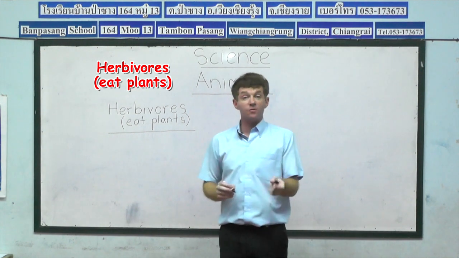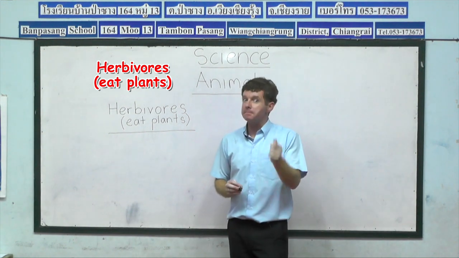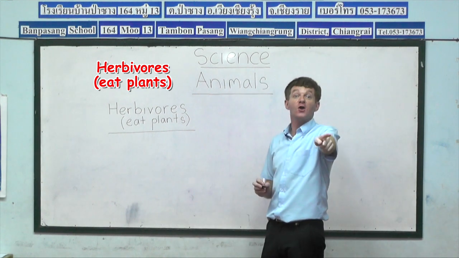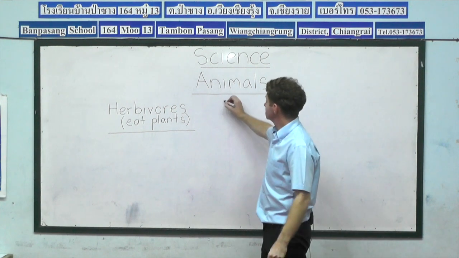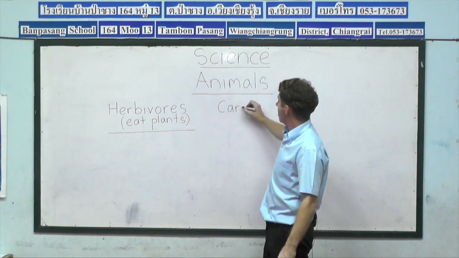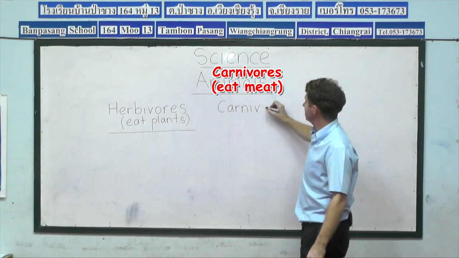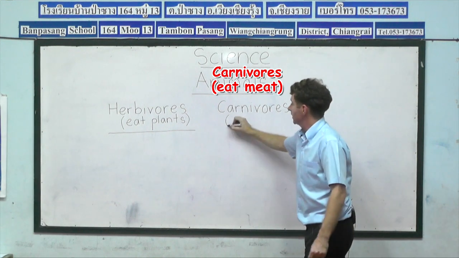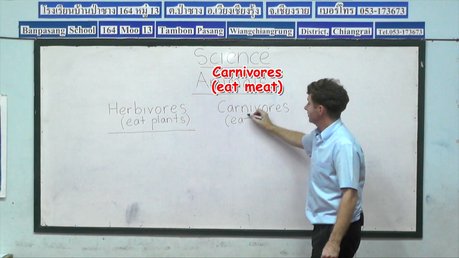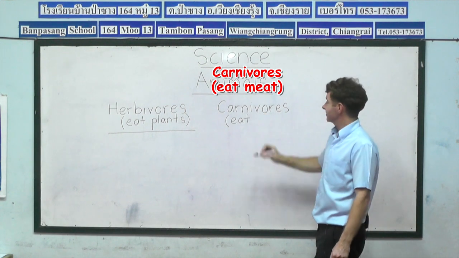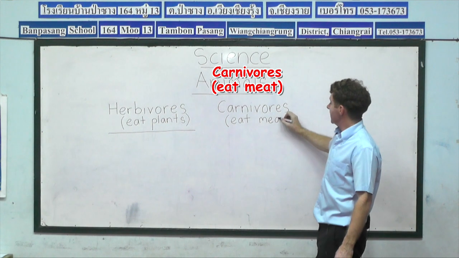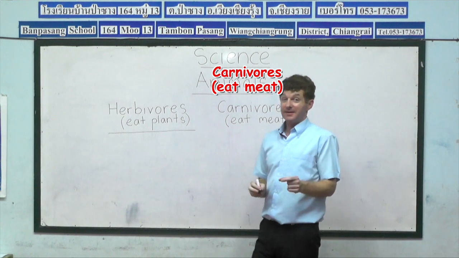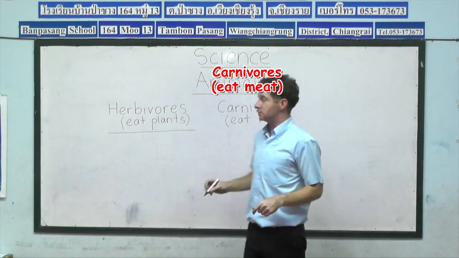And then we moved on to look at animals that eat meat. Does anybody remember the meat eaters? Excellent. Carnivores. C-A-R-N-I-V-O-R-E-S. Carnivores. Carnivores eat. What do carnivores eat? Meat. M-E-A-T. So what that means, carnivores eat meat. That means they eat other animals.